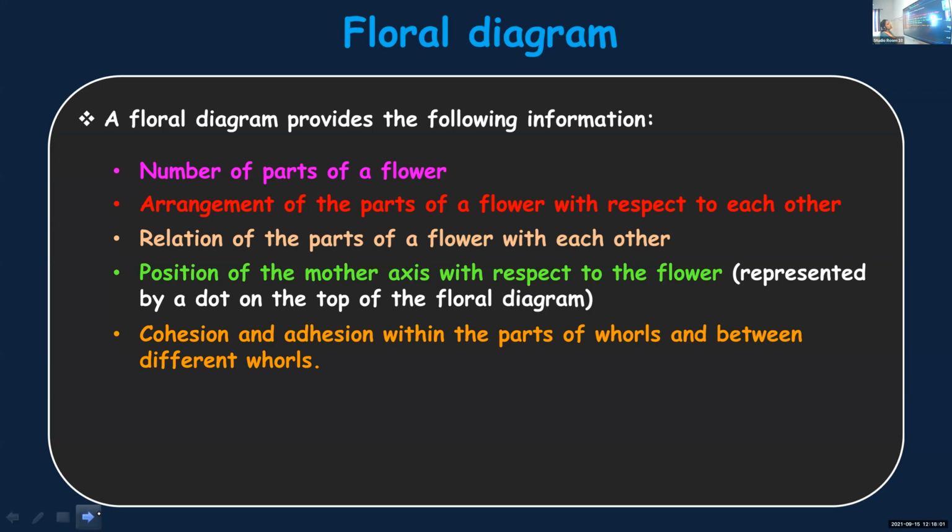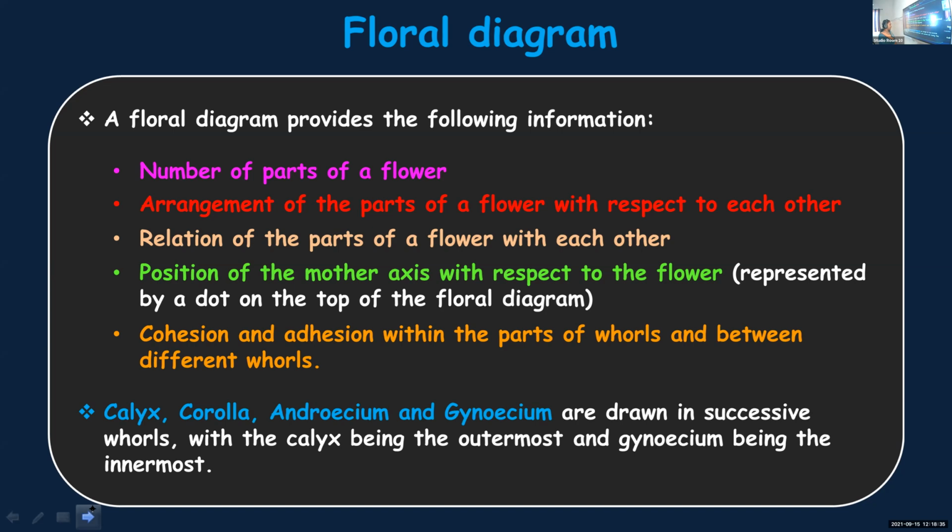Cohesion and adhesion within the parts of whorls and between different whorls. So cohesion means the fusion between similar parts. Petals joined together or sepals joined together. That is cohesion. But adhesion means the fusion of different floral parts. Petals when they are fused with some other part, or when stamens are fused with petals. So the fusion between dissimilar parts. So that is adhesion and cohesion. So all those details you will get from the floral diagram.